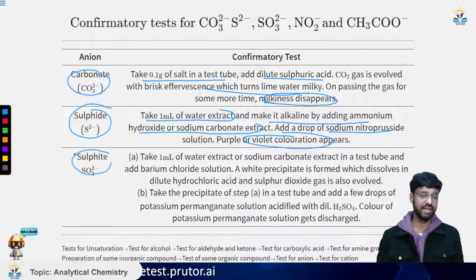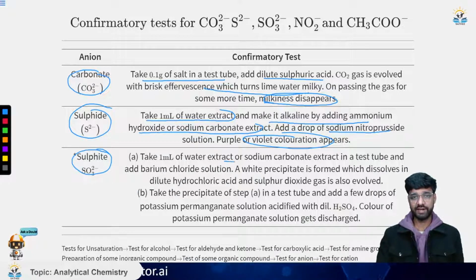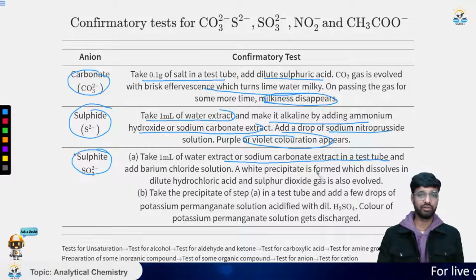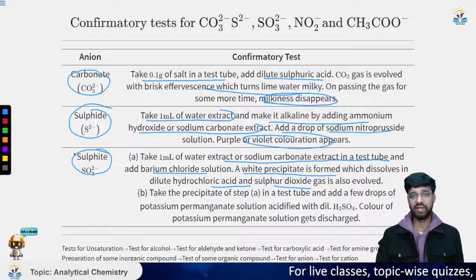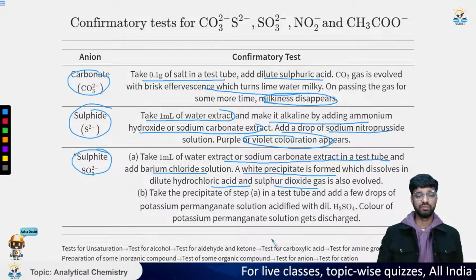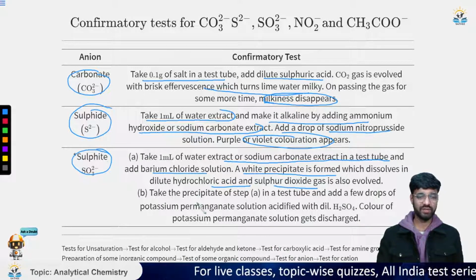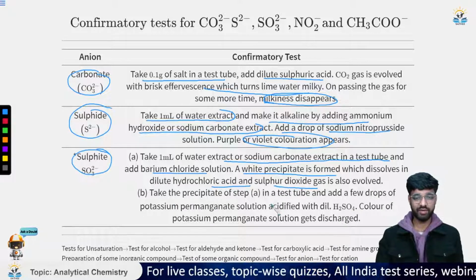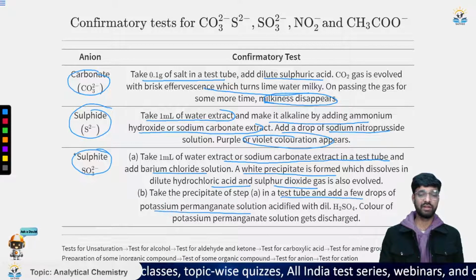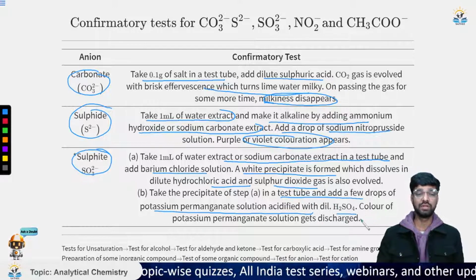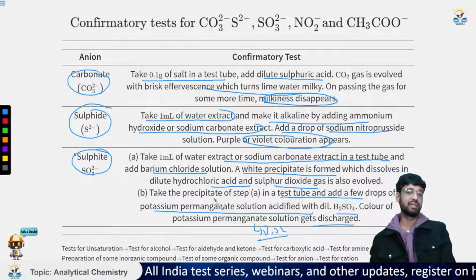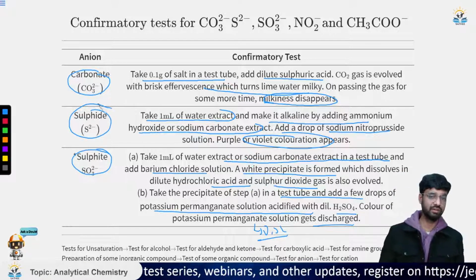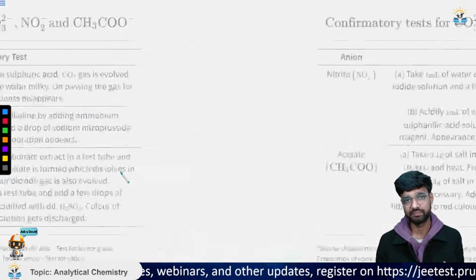Then for sulfite, which is SO3 2-, we take 1 ml of sodium carbonate extract in a test tube and add barium chloride solution. Then a white precipitate is formed which dissolves in dilute hydrochloric acid and sulfur dioxide gas is evolved. Or take the precipitate in a test tube and add a few drops of potassium permanganate solution acidified with dilute H2SO4. The violet color of potassium permanganate gets discharged, then it is a sulfite. So this is the confirmatory test for CO3 2-, S2- and SO3 2-.